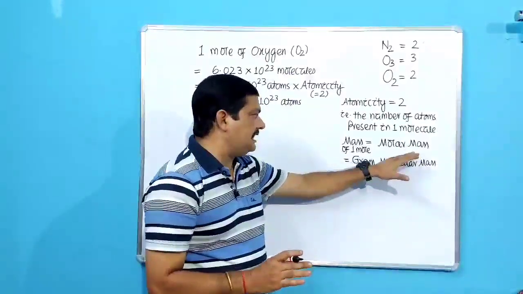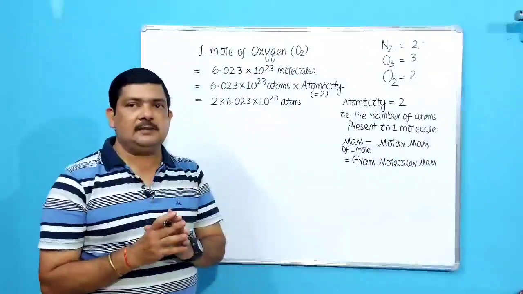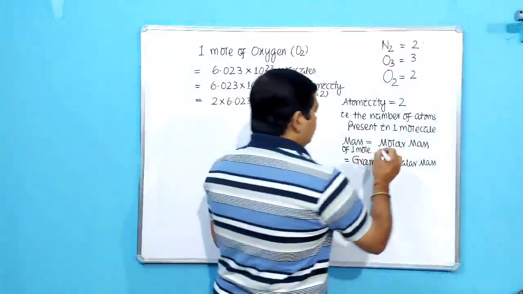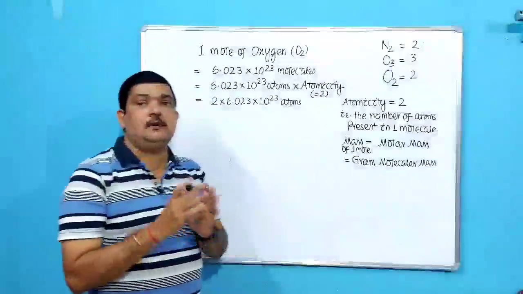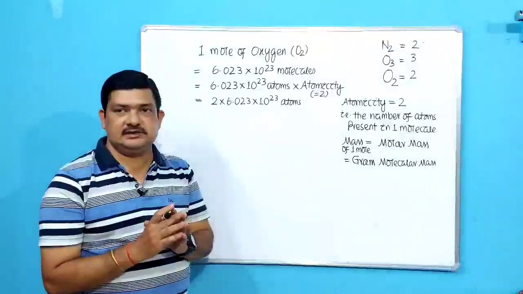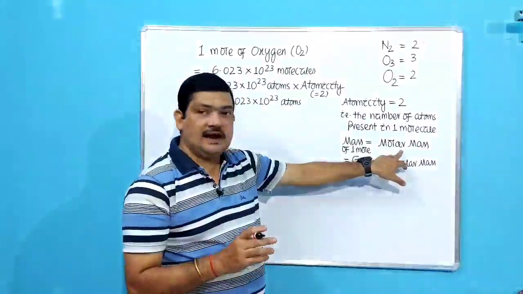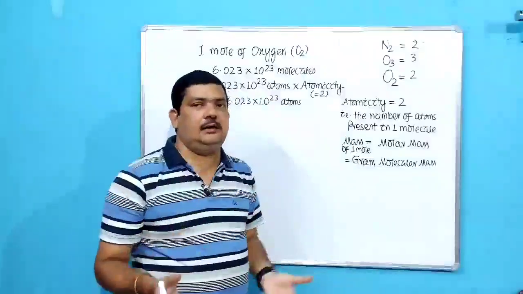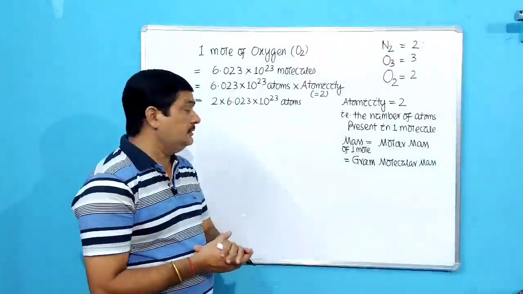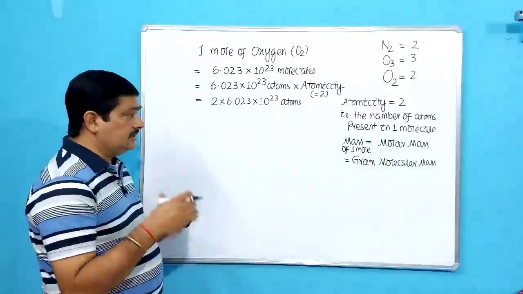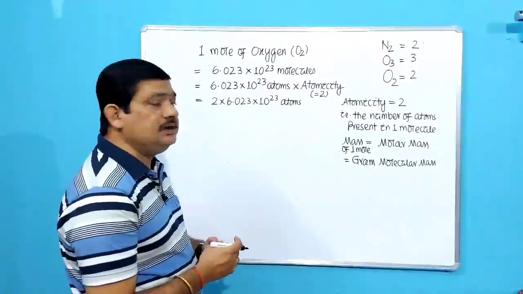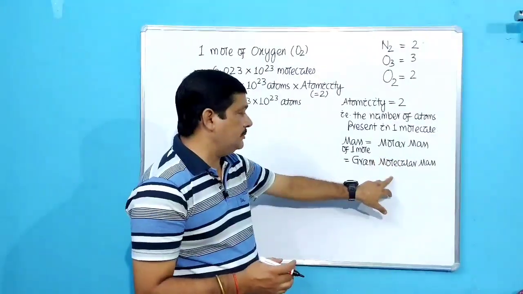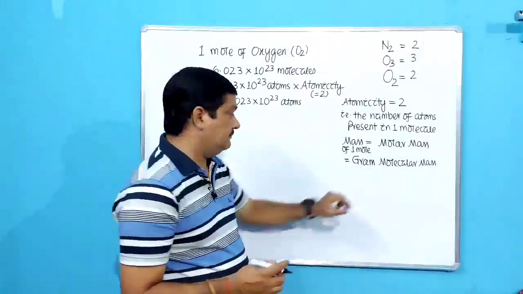So the only difference between gram molecular mass and molar mass is that gram molecular mass is the molecular mass expressed in grams, whereas molar mass is the mass of 1 mole of any substance. So the unit of molar mass will be gram per mole, and the unit of gram molecular mass will be gram. They are almost the same in magnitude, only the unit differs.